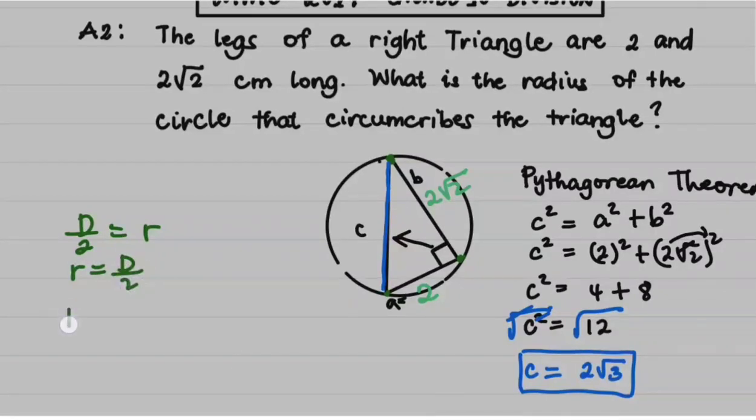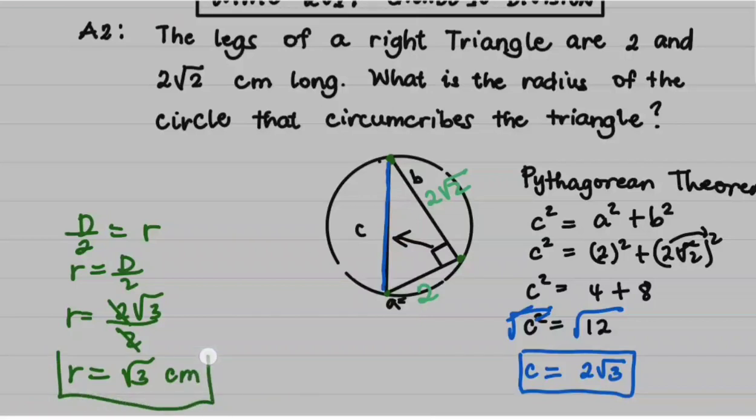In this case, r is equal to our c, which is also the diameter, 2 square root of 3 divided by 2. We can cancel that out. Therefore, our final answer is square root of 3 centimeters. So this is our final answer.